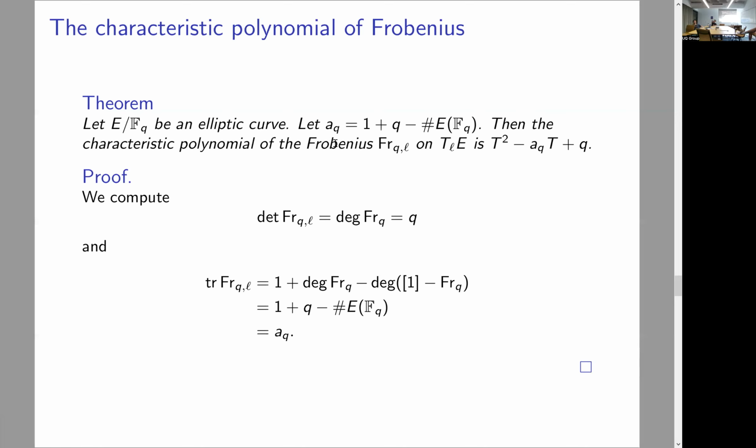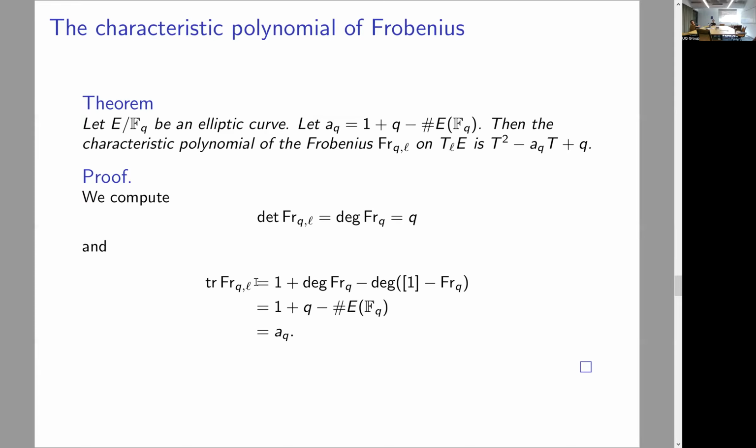We defined a_q, this quantity from last time, 1 plus q minus the point count. And the theorem states the characteristic polynomial of the induced map of Frobenius is precisely t squared minus a_q t plus q. Aha, where have we seen that before? What do we need to compute? Well, we compute the determinant to get this constant coefficient. And the determinant, by the previous theorem, is precisely the degree, which is equal to q. So that's good. For the linear coefficient, we need to calculate the trace.